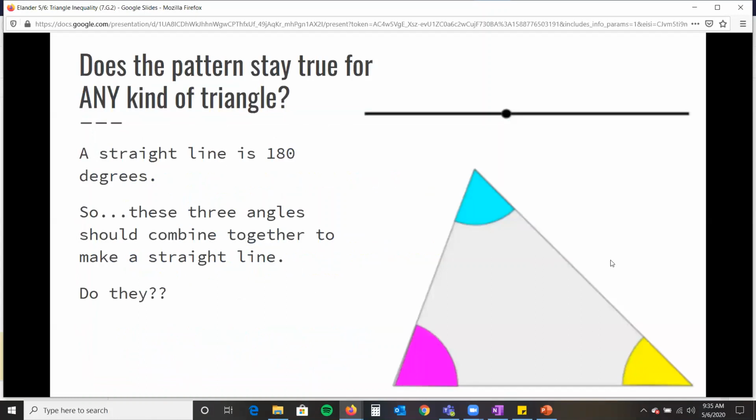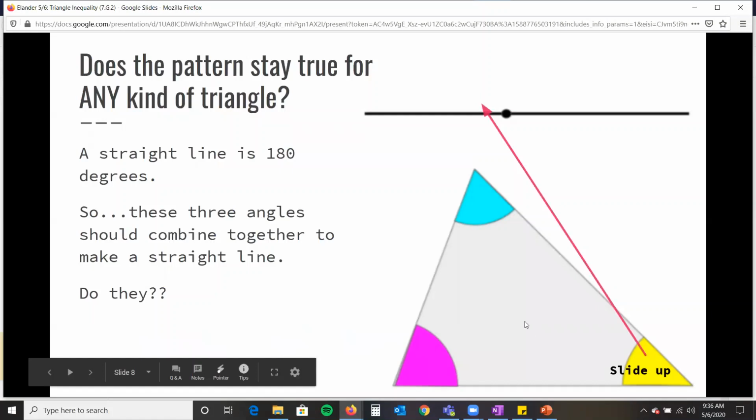Very good. All right, so moving on, does this pattern stay true for any kind of triangle? A straight line is 180 degrees. These three angles should combine together to make a straight line. Okay, so like if you took your little dots on Geogebra and made them all in a line, we know that that's still 180 degrees. So let's play around with this a little bit.